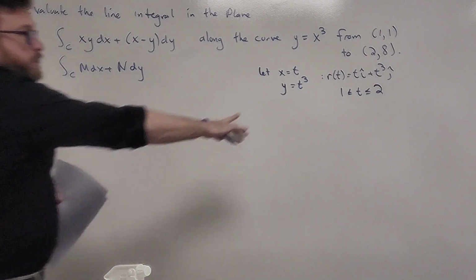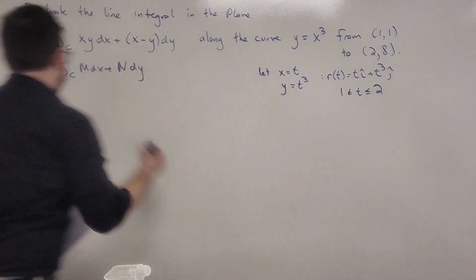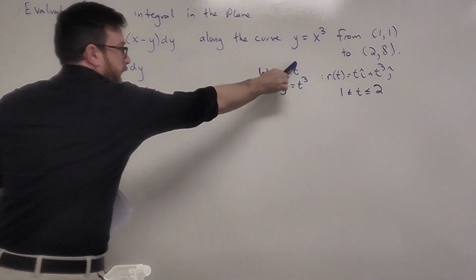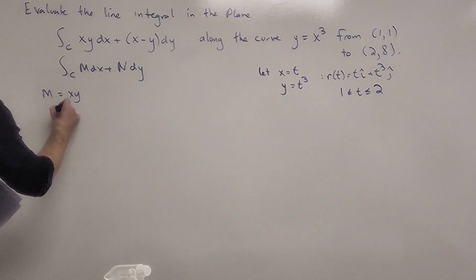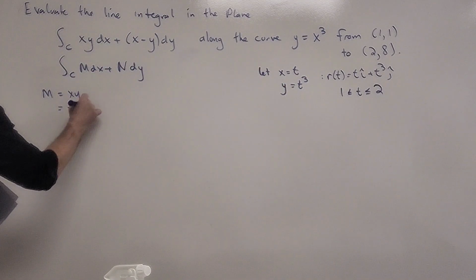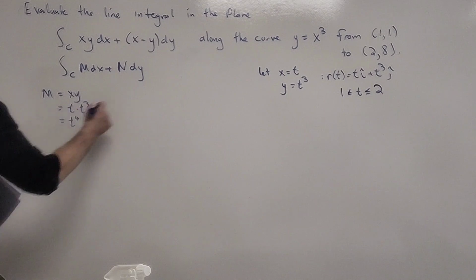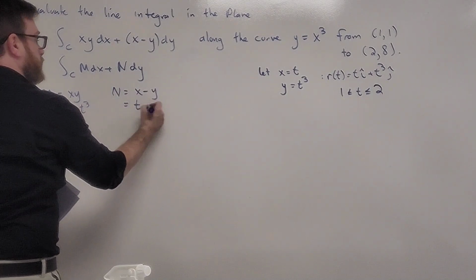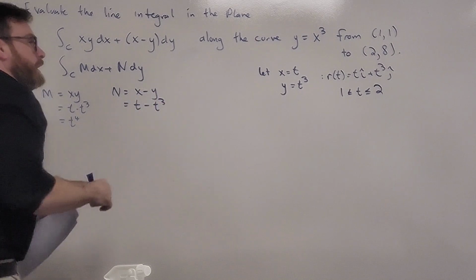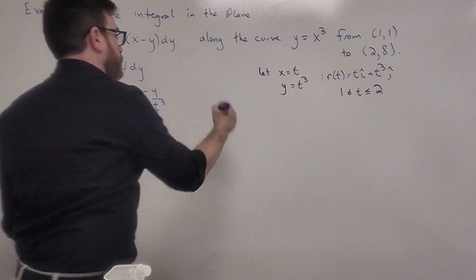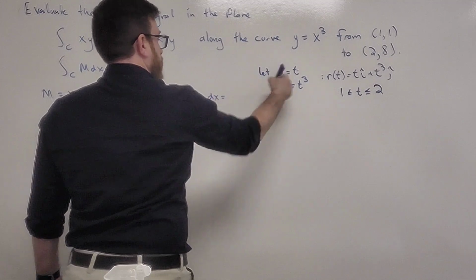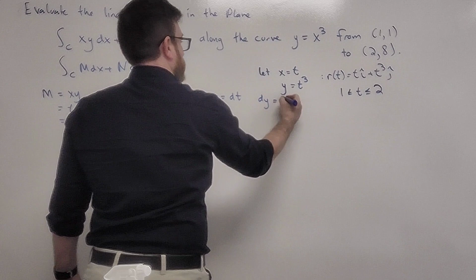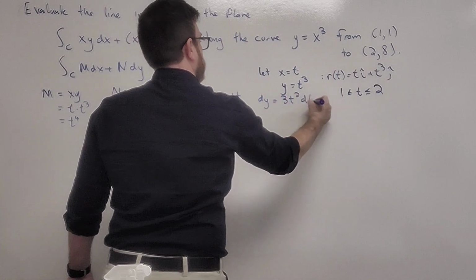So now I know x and y, so I have to find, what is m? Well, m is equal to xy, evaluated at x equal to t and y equal to t cubed, so t times t cubed, which is t to the 4th. n is equal to x minus y, x being t, y being t cubed. And then we also have to find dx and dy, so dx is just 1 dt, and dy is going to be equal to 3t squared dt.